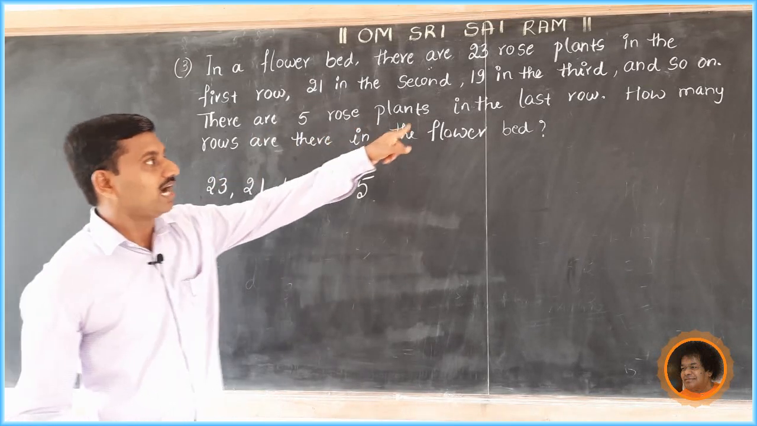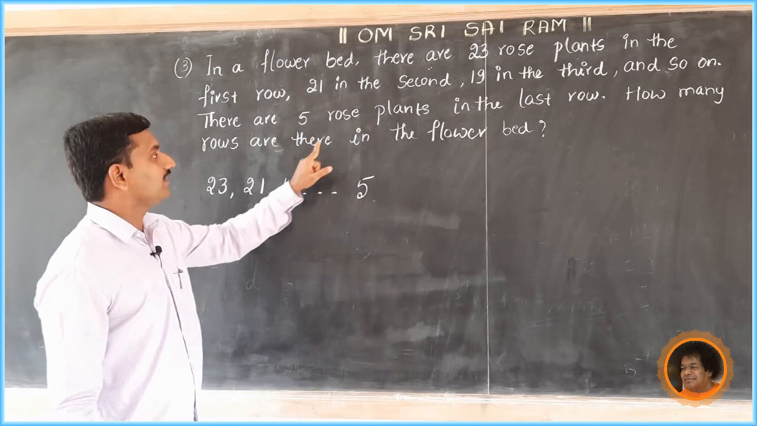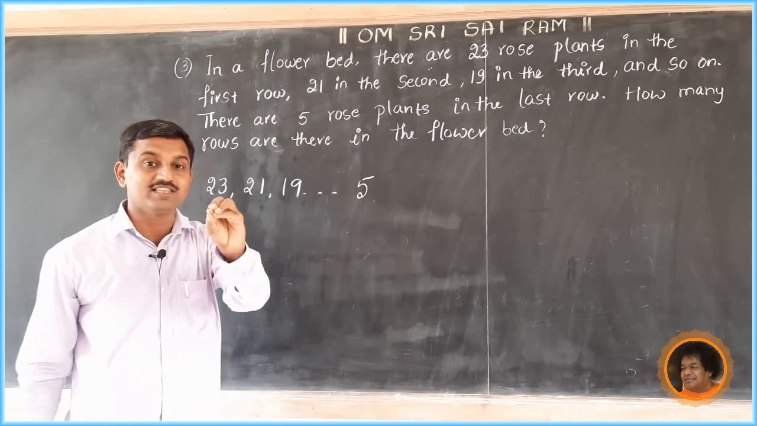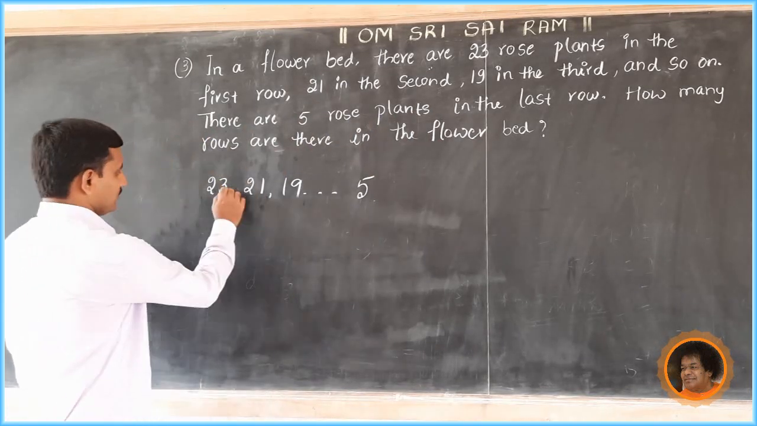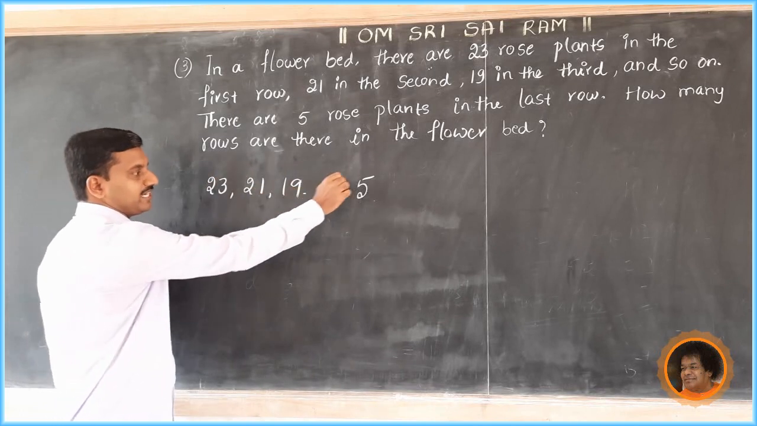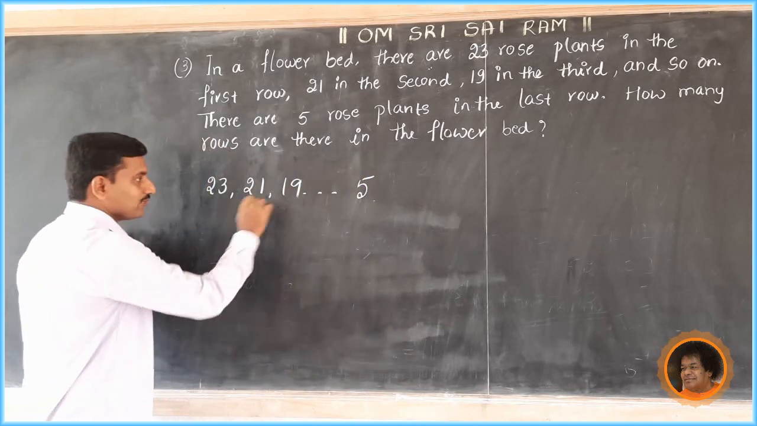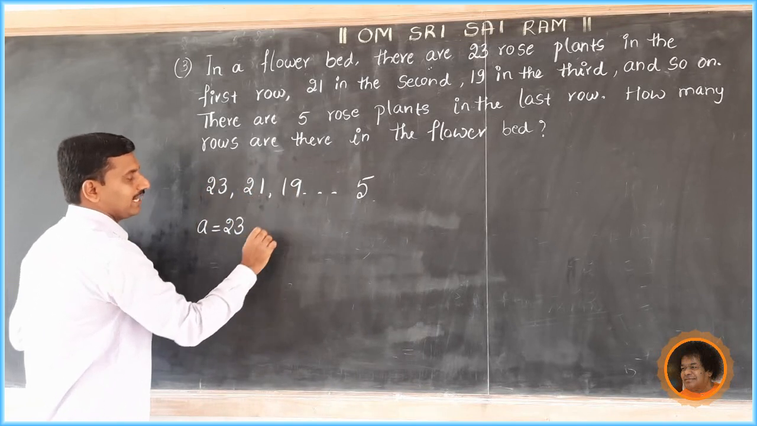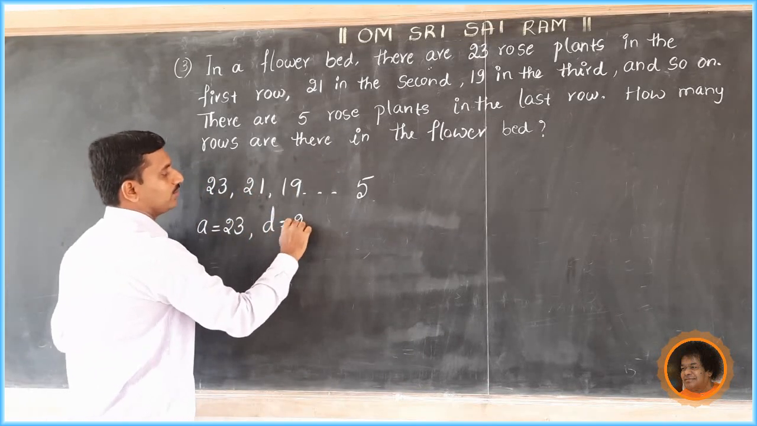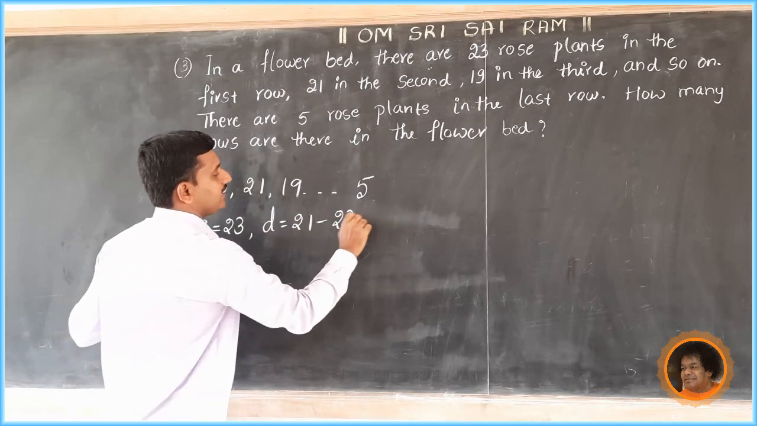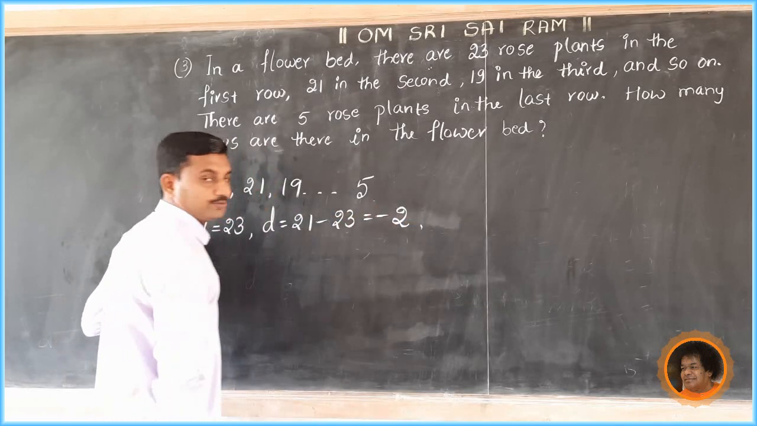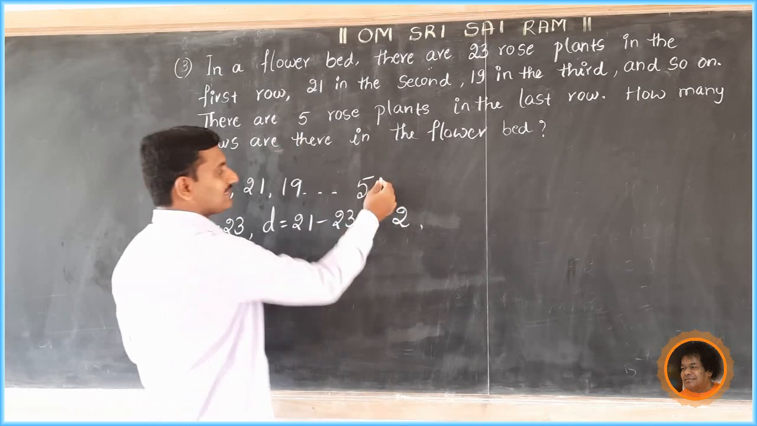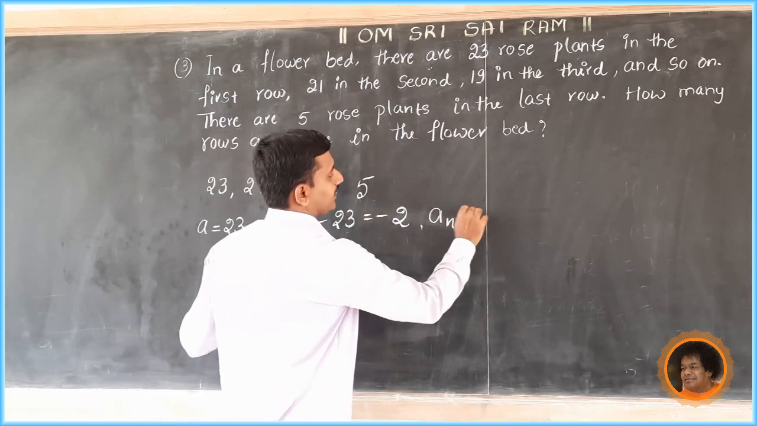So we have to find how many rows are there in the flower bed. How many means number of terms. Now, 23, 21, 19, and so on up to 5 are in AP. So in this AP, the first term a is 23. And what is the common difference? d equals 21 minus 23, so the answer is minus 2. And the last term an equals 5.